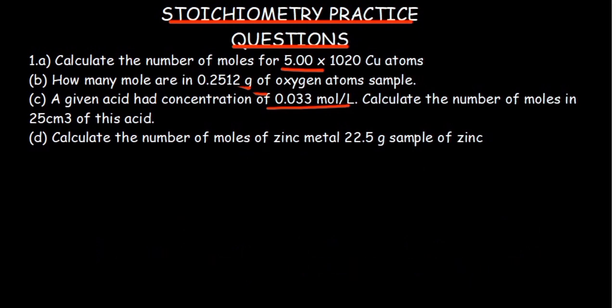Looking at D, calculate the number of moles of zinc metal. So we've been given the mass there. So the mass is 22.5 grams. What should we multiply with? We need to multiply by what? The molar mass. Of course, as it's reciprocal, so that we can have grams per mole. So if you check zinc on the periodic table, the molar mass is basically 65.